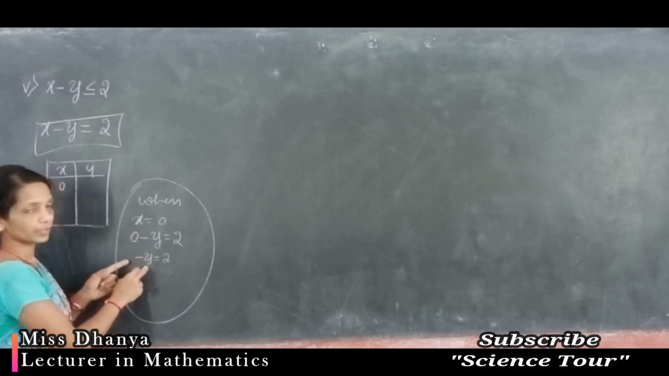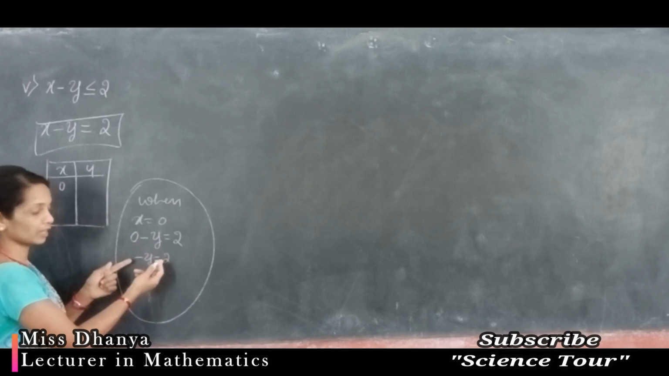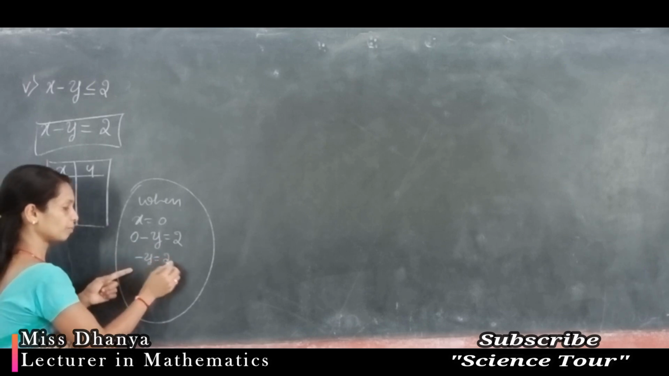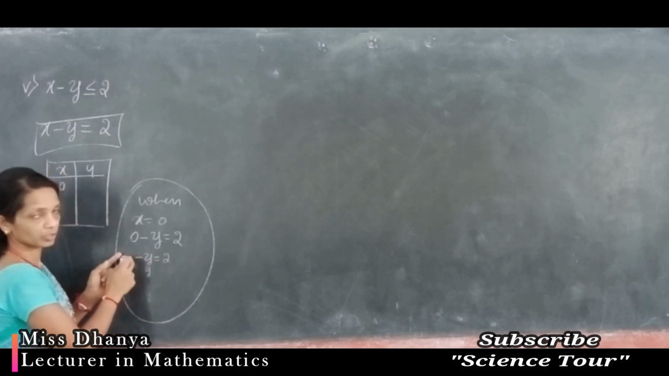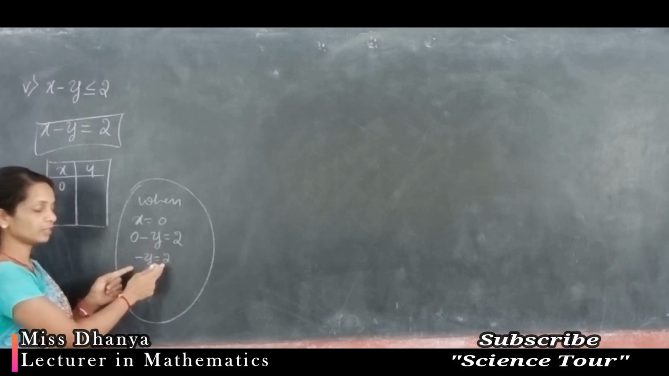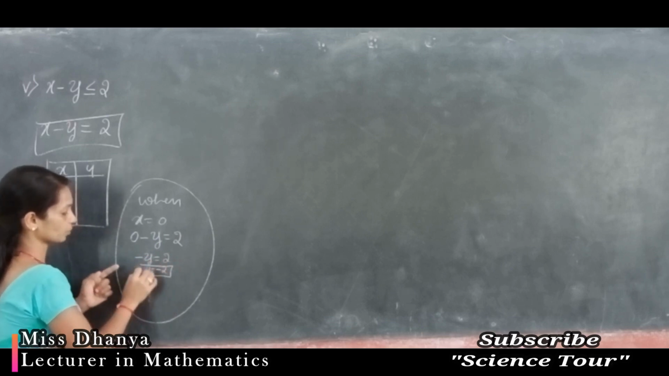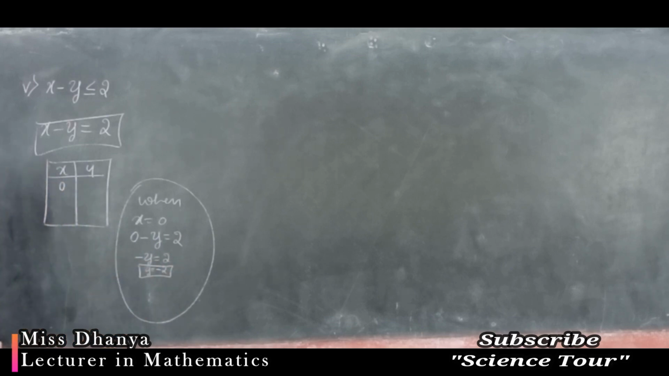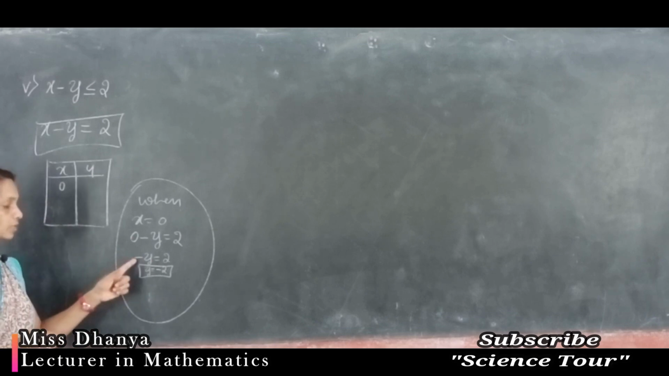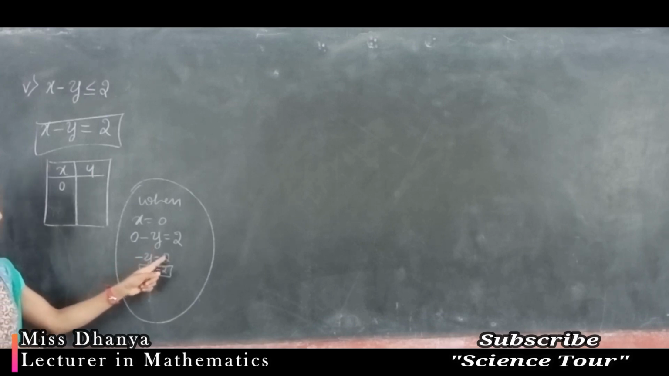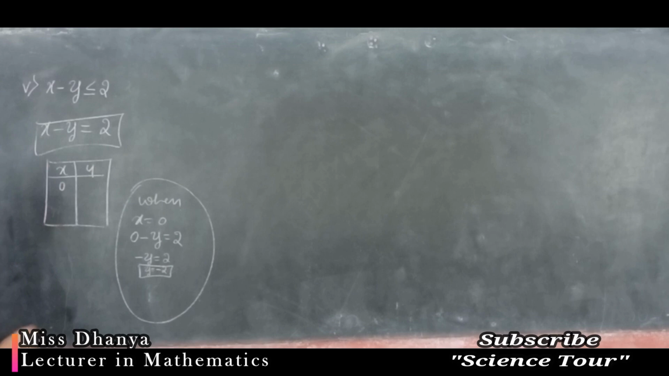So what you have to do? You have to send this minus to the other side, as a multiplication by minus 1. Otherwise, if you multiply by minus on both sides, you will get y is equal to minus 2. To cancel this minus, you multiply by minus on both sides: minus into minus gives plus y, and minus into 2 is minus 2. So in the y column you have to write minus 2.